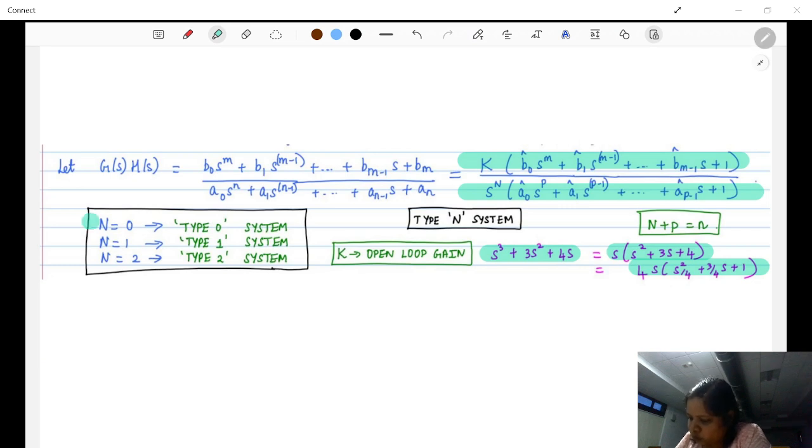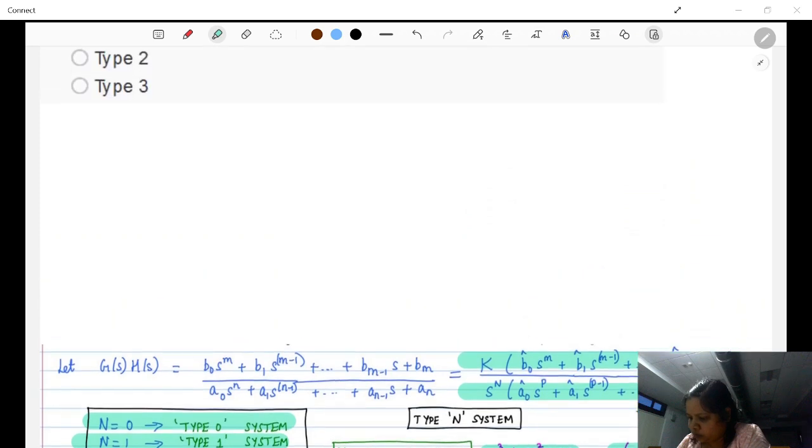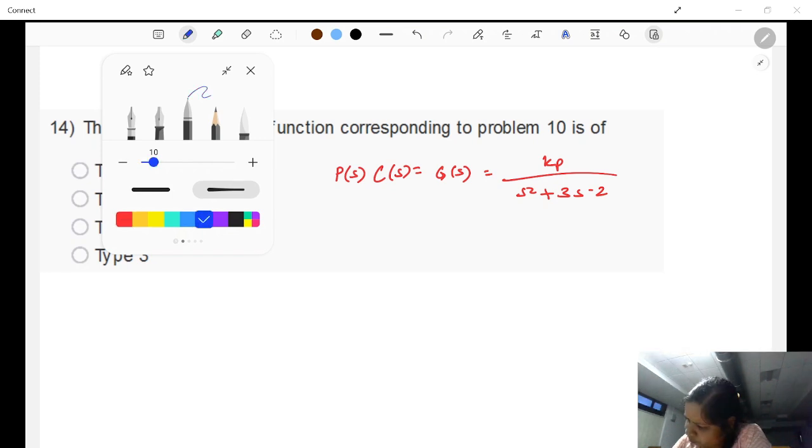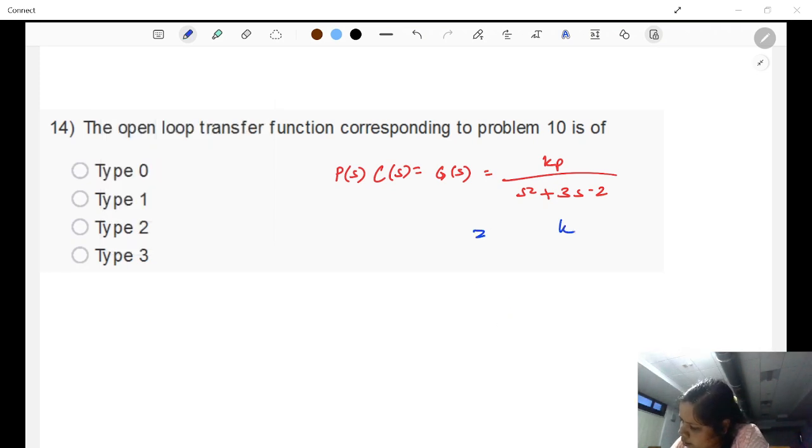So if n is equal to 0, it is a type 0 system. If it is 1, it is a type 1 system. If n is equal to 2, it is a type 2 system. So in our case, since we do not have anything in the numerator, it would just lead to this equation, Kp upon... we cannot definitely take any s out of it anymore. We would just take out 2, and it would be s square upon 2 plus 3 by 2s minus 1.